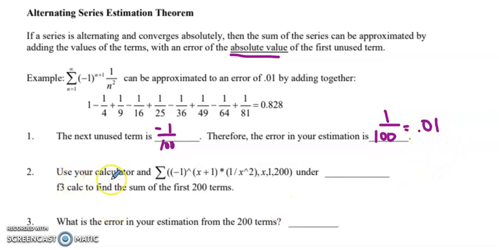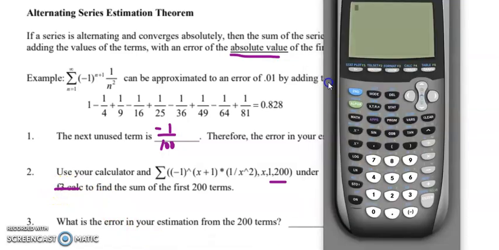So now what we're going to do is use our calculator to plug in this series and add the first 200 terms. And don't worry about this F3 calc, that's from a TI-89. I'm going to show you how to do this on a TI-84. I want you to go to alpha F2, and choice 2 here is the sigma for sum. And then isn't this nice? They have sigma notation set up for us. I'm going to go ahead and use X because it's easy, and that's what they've set up for me here.